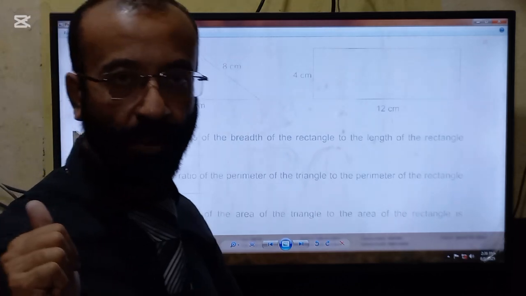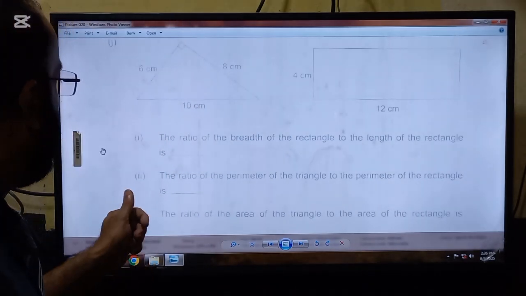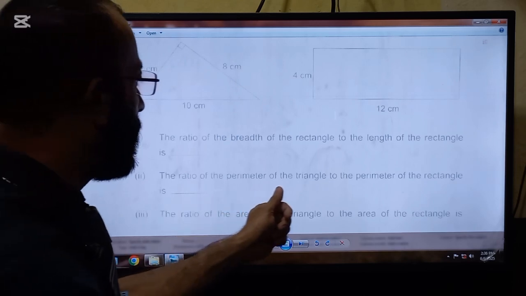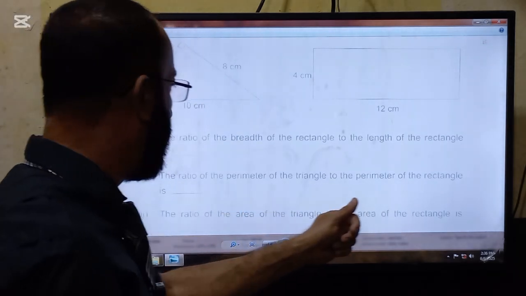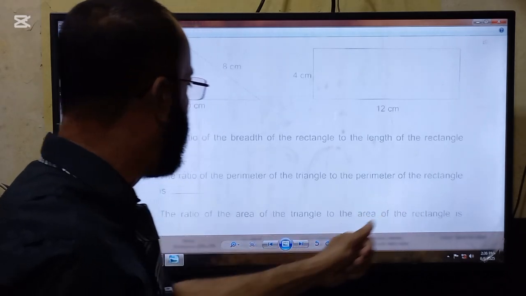I'll solve it on the board as well after teaching you. The second part is the ratio of the perimeter of the triangle to the perimeter of the rectangle.